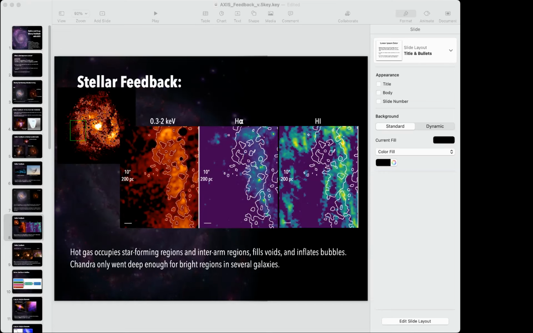So for example, hot gas occupies star-forming regions and interim regions, fills voids and infrared bubbles. The typical scale of these structures is from 10 to 200 parsec, but unfortunately, only several nearby galaxies have deep Chandra exposures, and even with these galaxies, only the bright end of the star-forming regions have reasonable signal-to-noise ratio for the spectral analysis.